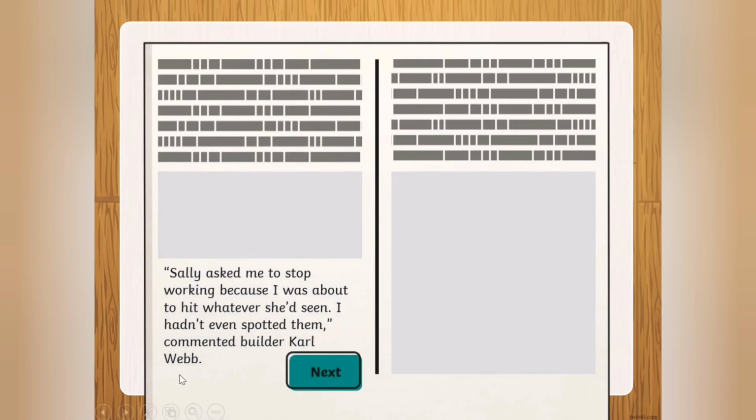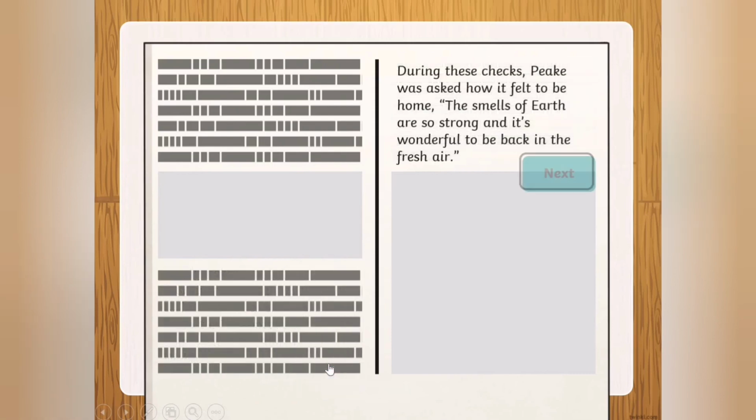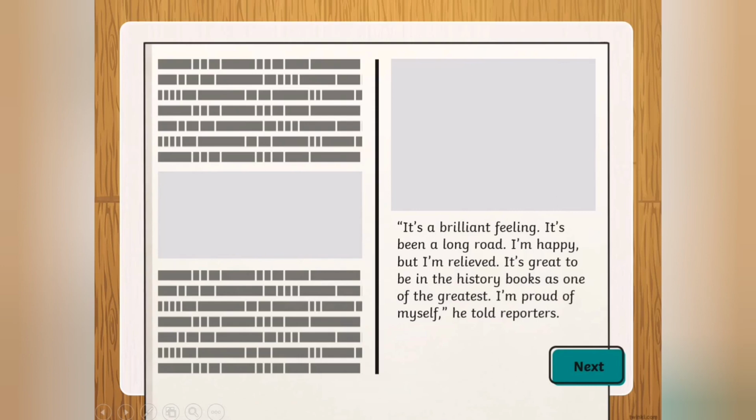Again, here too we have the name of the speaker at the end. So what we did was to put the comma at the end of the quote. In this example, we have the name of the speaker before the quotation begins. During these checks, Peake was asked how it felt to be home. Here, since we wrote the name of the speaker before, we just put a comma before the quotation starts. We write our quote and end the quote with a full stop. Another example of quotation.